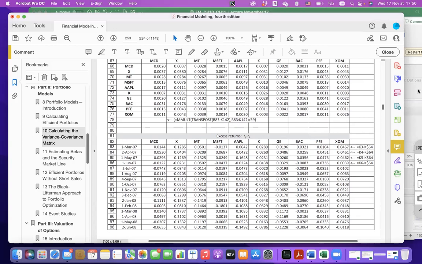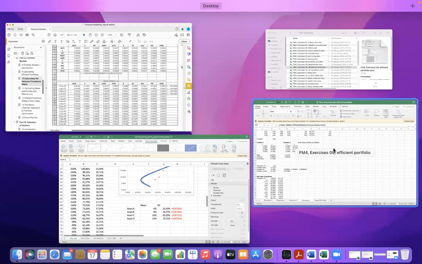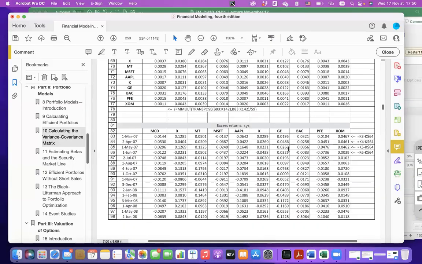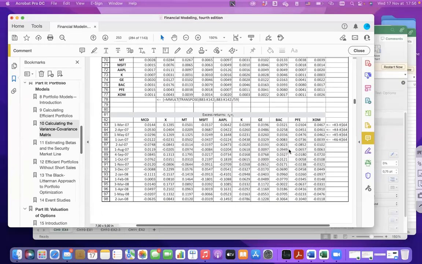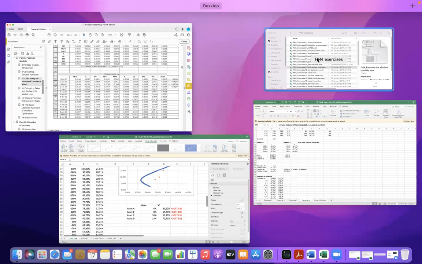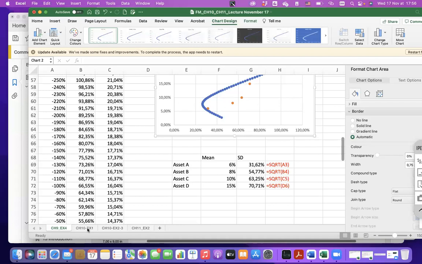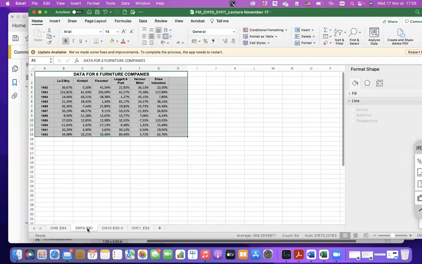So please open your Excel file. So you go to chapter 10 exercise 1. So here we have already the matrix for the returns. It didn't give us prices, it gave us returns directly here. Six stocks. You are asked now to compute or to identify the variance covariance matrix.